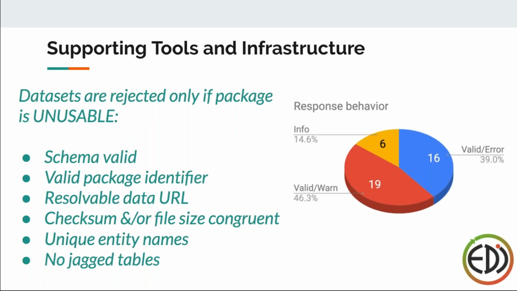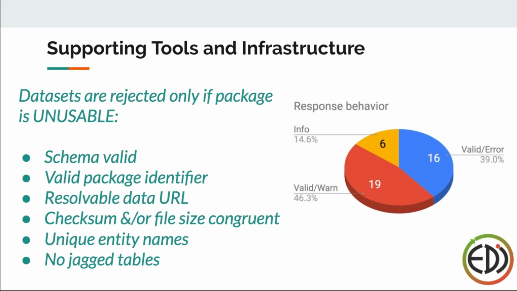Checksums and/or file size need to be congruent, because if they're not, you may have the wrong data entity, no matter what the metadata says. Entity names need to be unique, and this last one, the tables have to have this: every row in the table has to have the same number of cells.